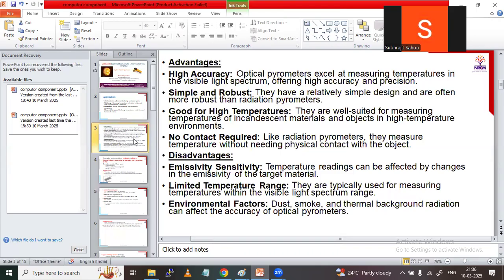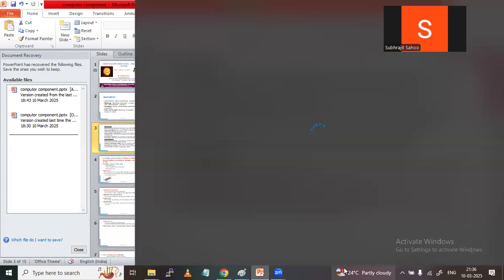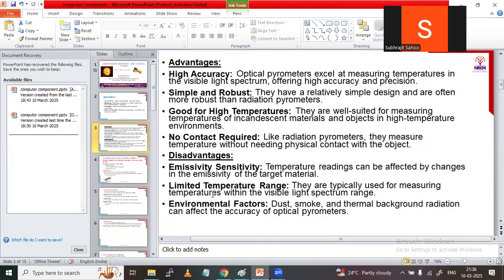And what are the disadvantages? Disadvantages: emissivity sensitive. Suppose the brightness of the metal surface or hot surface is very less. In that case, it becomes very ineffective to measure the temperatures, right? High temperature region is not at all a problem, but in low temperature region it may create some problems, right?